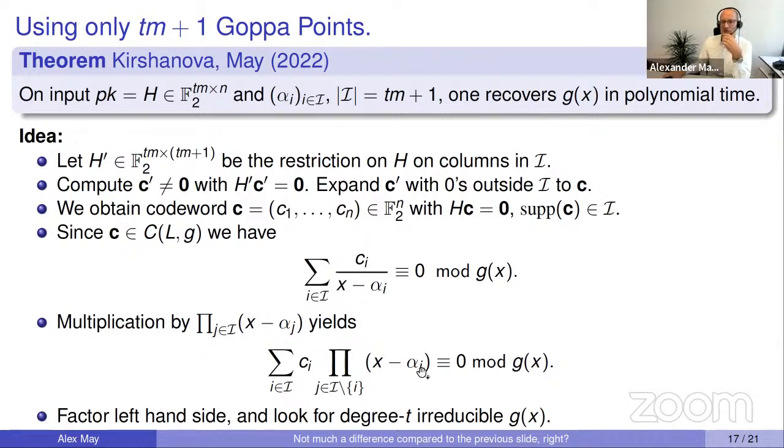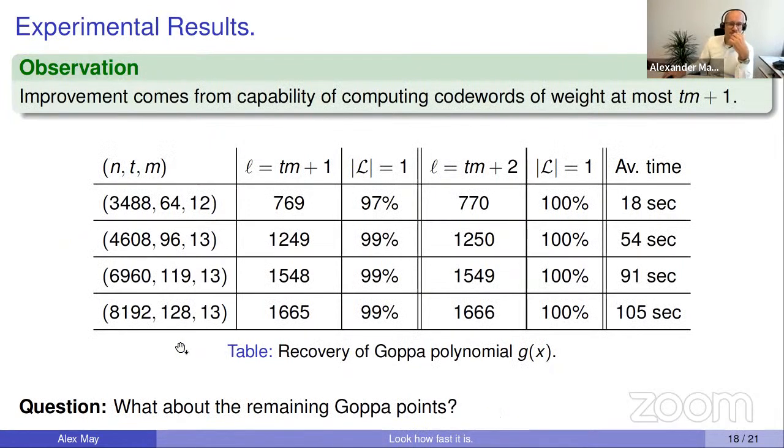And these points, of course, I know. And then I can compute the left-hand side, which is now a polynomial of degree tm. So it's even better, it's a smaller polynomial. I can factor it more quickly. And among the irreducible factors of this polynomial, there must be this g(x). So let's do that in practice. And here we did it in practice.